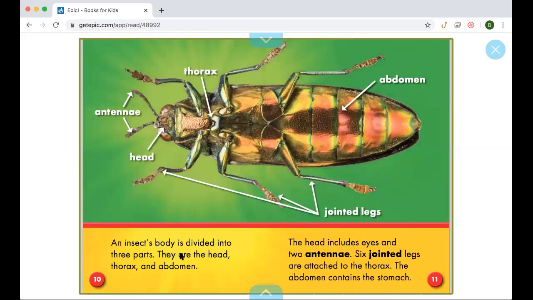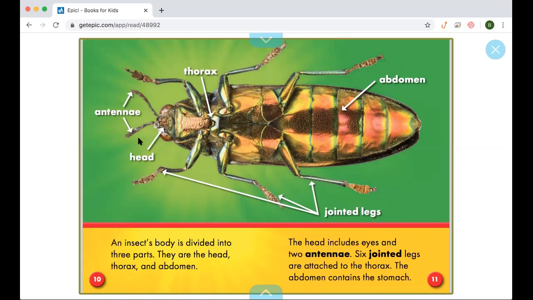An insect's body is divided into 3 parts. So remember, it said that they're arthropods because their body's divided. So now we know their body's divided into 3 parts. So here are the 3 parts. They are the head, the thorax, and the abdomen. So I'm going to point because the author labeled this insect. So here's the head. Here's the thorax right here. And here's the abdomen, this whole area. So those are the 3 parts that insects have.